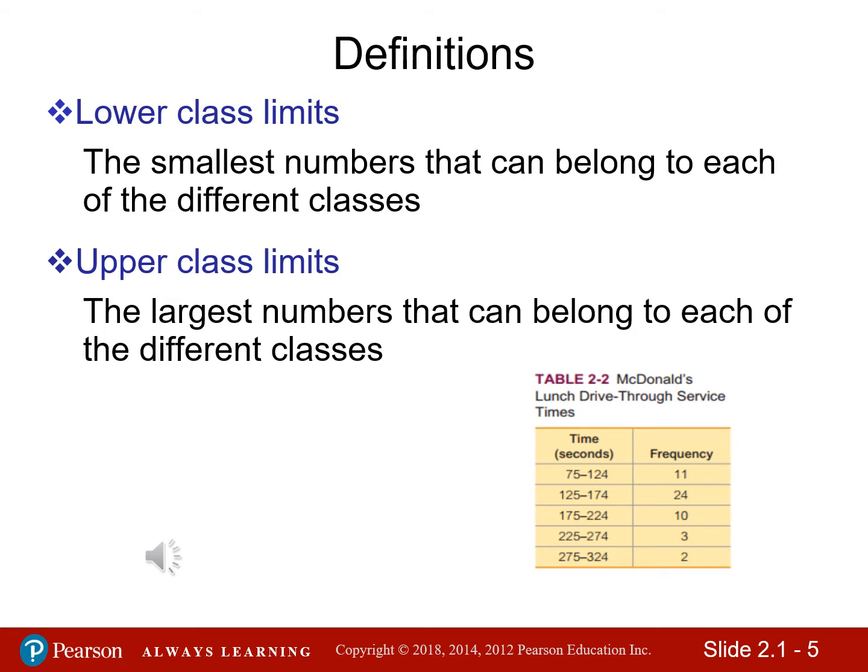The lower class limits are the smaller numbers that belong to each of the different classes. So in Table 2-2, the lower class limits are 75, 125, 175, 225, and 275. The upper class limits are the largest numbers that can belong to each of the different classes. And in this Table 2-2, our upper class limits are 124, 174, 224, 274, and 324.